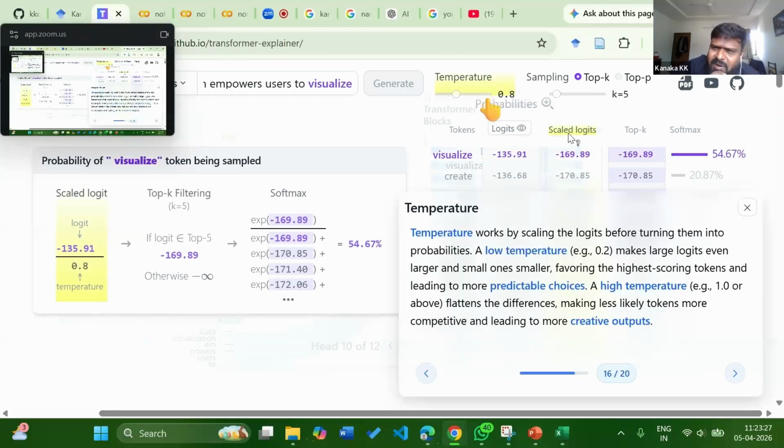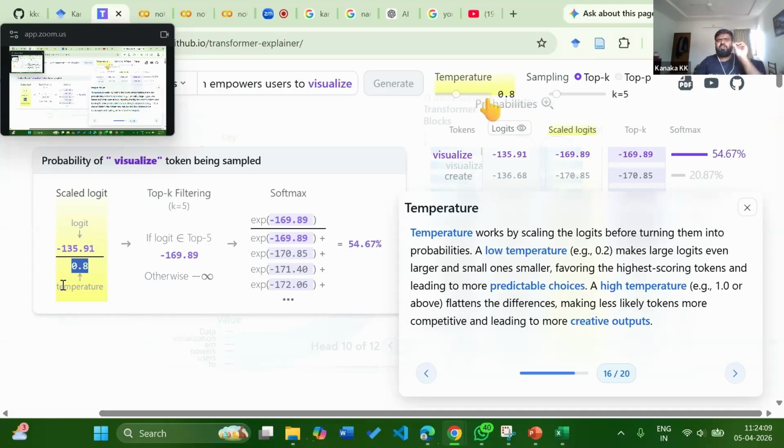This is a very important and interesting topic, and I really like this feature. How is the scaling done? You can see here there is a value of minus 35, and this is divided by the temperature, which here is 0.8. The temperature can't be 0; the minimum is 0.1. If I set the temperature to 0.1, I will get the most definitive prediction.